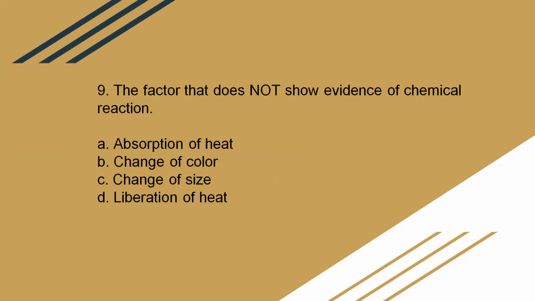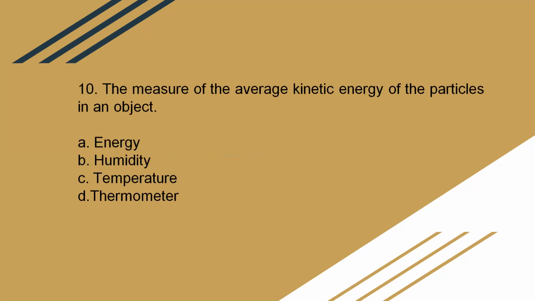9. The factor that does not show evidence of chemical reaction. A. Absorption of heat. B. Change of color. C. Change of size. D. Liberation of heat. The answer is letter C. 10. The measure of the average kinetic energy of the particles in an object. A. Energy. B. Humidity. C. Temperature. D. Thermometer. So the answer is letter C.